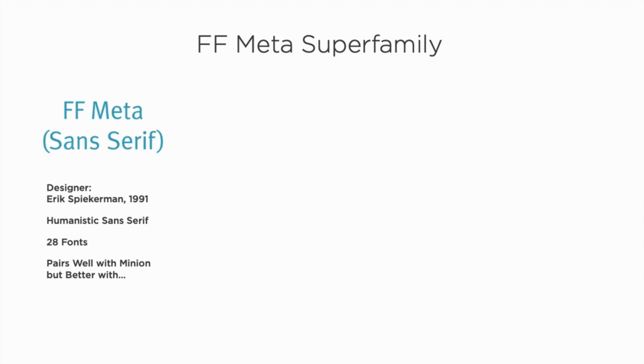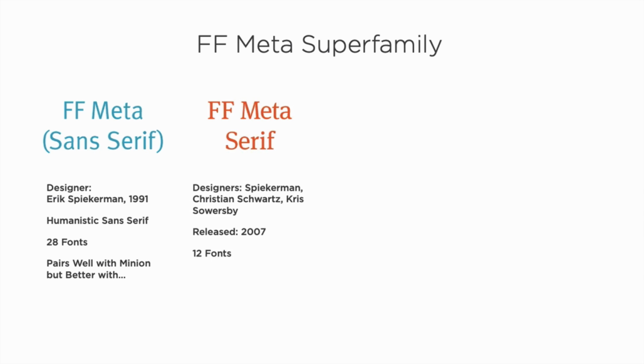FF Meta is hugely popular as an alternative to Helvetica and Futura, but it, thankfully, never became cliched. Since its creation, designers have always struggled with the perfect serif pairing. I often use Minion. Then, in 2007, Spiekermann, with help from a few other type designers, created the perfect serif complement by redesigning his beloved FF Meta family into FF Meta Serif, a family with 6 weights of its own, including matching italics.